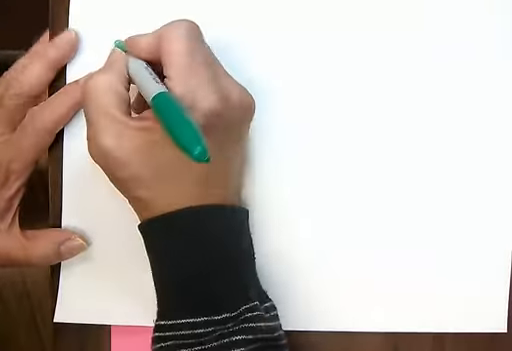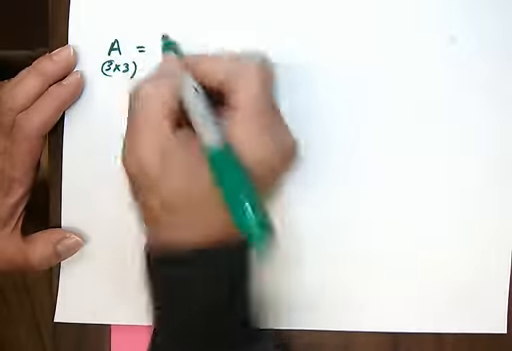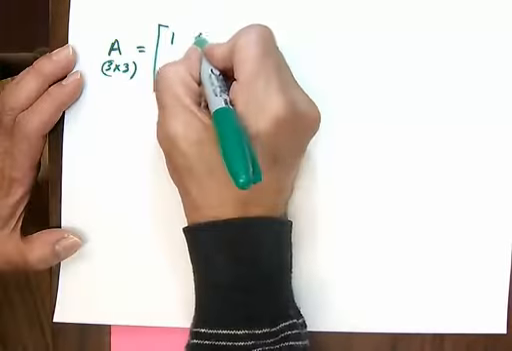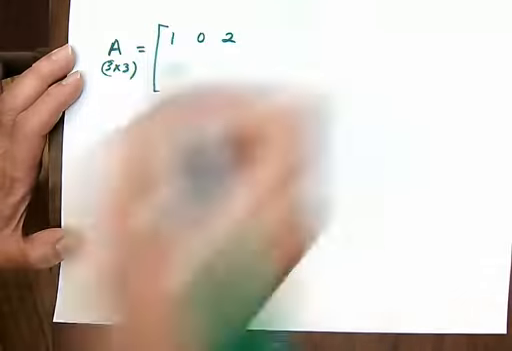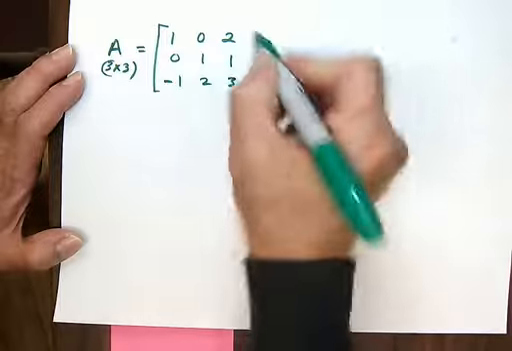In this video, we want to look at finding the determinant of a 3 by 3 matrix. So let's start off with our A matrix, which again is square and 3 by 3, 3 rows and 3 columns. The elements are 1, 0, 2, 0, 1, 1, and -1, 2, and 3.